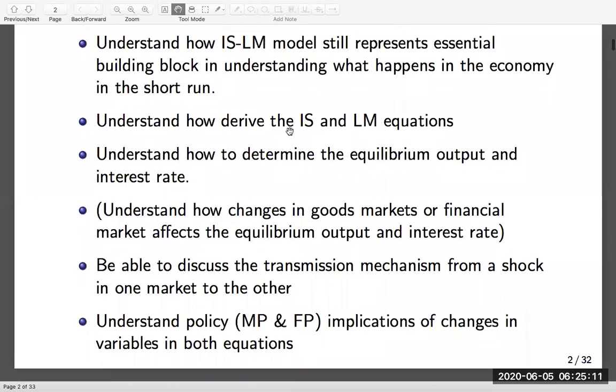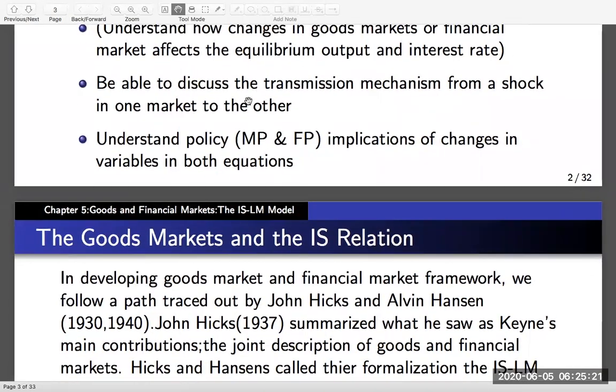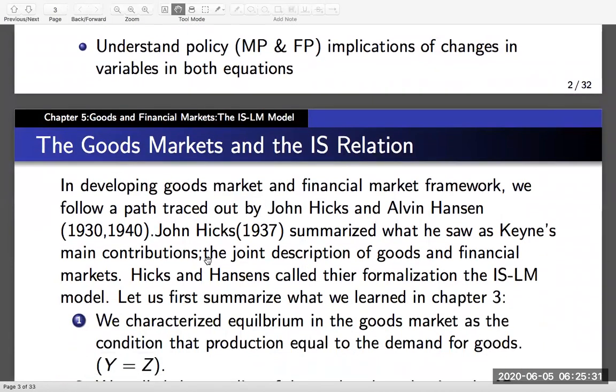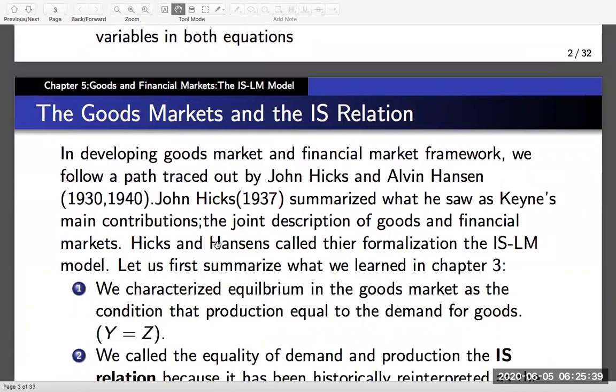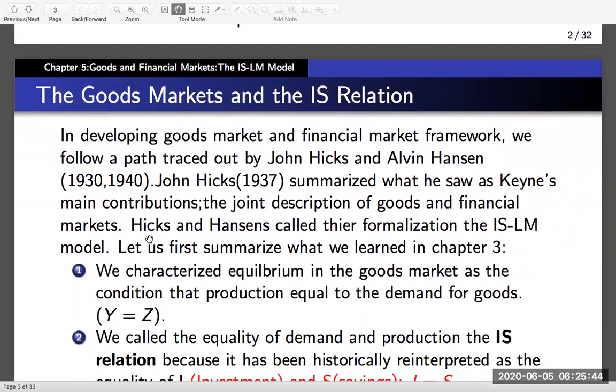So of course, if you derive the IS equation, it will be either output in terms of other variables or interest rate in terms of other variables. So be able to discuss the transmission mechanism from a shock in one market to the other. Understand monetary policy and fiscal policy implications of changes in variables in both equations. So in the goods market, the good news is the guy called Hicks was actually a lecturer at LSE. So the guys who actually derived the IS once taught at the School of Economics, right? So Hicks and Hansen did the formalization of the IS-LM model.